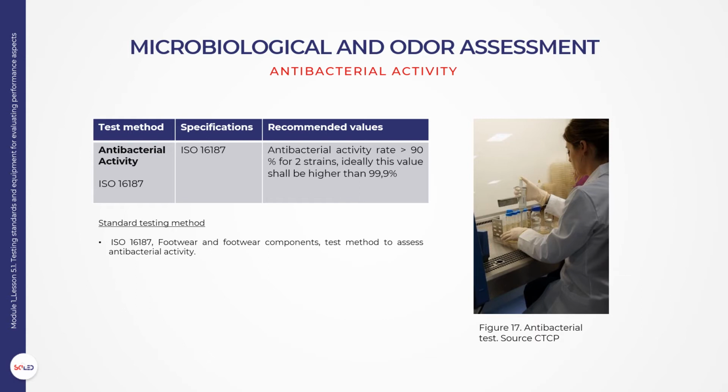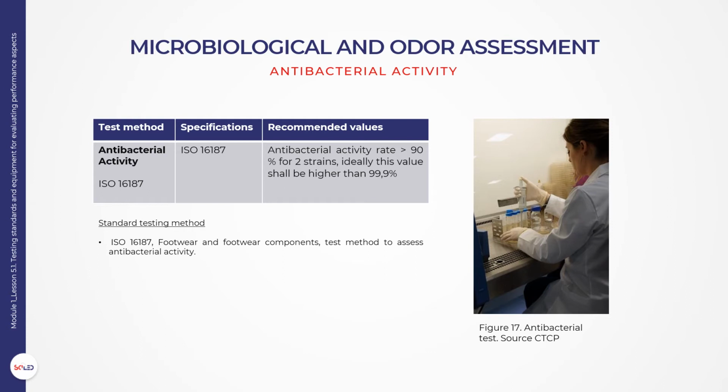It allows the determination of the antibacterial activity ratio of a treated sample individually or the comparison of treated samples versus untreated samples. Two strains are used, Staphylococcus aureus, gram-positive, and Klebsiella pneumoniae, gram-negative. Other species or other strains can be used, but at least one gram-positive and one gram-negative. If the whole footwear is claimed to be antibacterial, major components, including upper, lining, insock, outsole shall be tested separately.